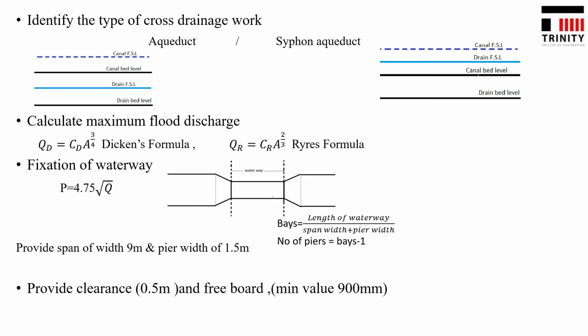Next step is to provide the clearance and the freeboard. Now, what is a clearance? Clearance means the distance between the canal bed level and HFL. For an aqueduct, clearance should be provided, but in the case of a siphon, where the HFL is above canal bed level, we have to provide zero clearance. So in the case of an aqueduct, we have to provide clearance. Clearance is the distance between the bed of the canal and the HFL. Next is the freeboard. What do you mean by freeboard? Freeboard is the distance above canal FSL.